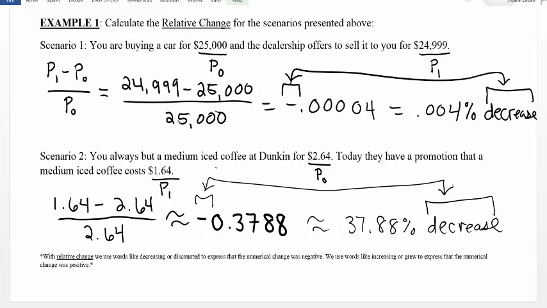relative change. So again, when we have a negative, we're going to use the word decrease. If we had had a positive number, we would use the word increase at the end. Generally, we're going to put either increase or decrease at the end of our percentage to indicate what was happening. If there's no word present, then increase is implied. So if we had put 37.88% with no word and no negative, it would have been implied that it was an increase and would have been incorrect. So we need to make sure that we're using words to represent what's happening mathematically.